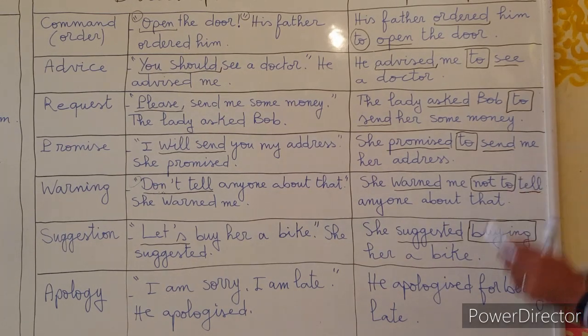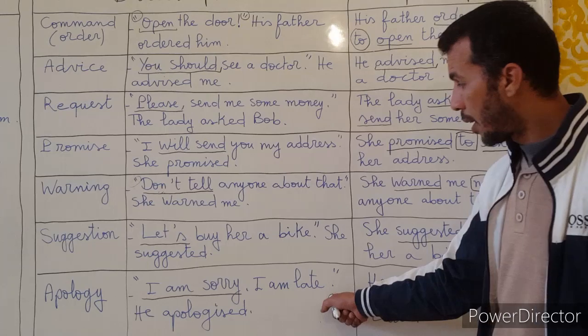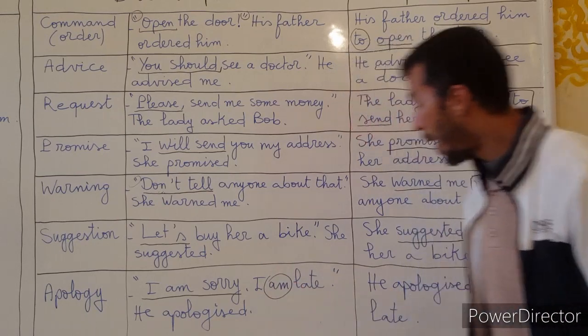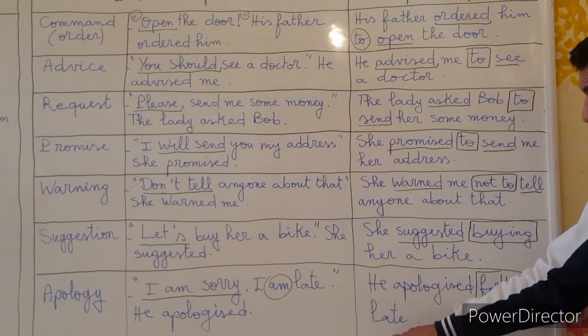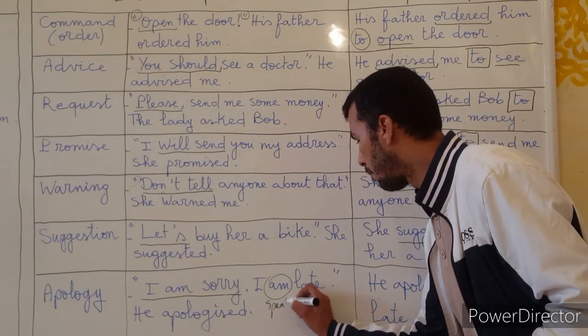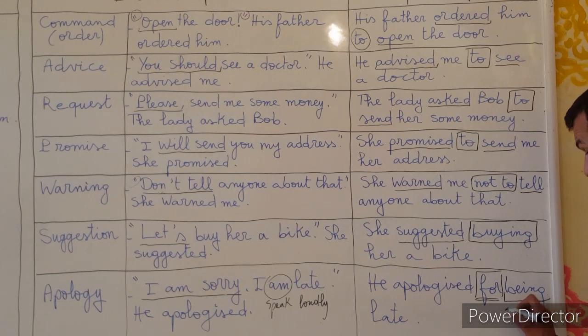And the last one here, apology. What is apology? To apologize, to say sorry, to be sorry for doing something. What do we have here? The expression of apologizing is "I am sorry, I am late." He apologized for. What is "for"? A preposition. Prepositions are followed by verb-ing. So here we have apologize for doing something, for being. Being is from the verb am. He apologized for being late. I am sorry, I speak loudly. This is just another example. He apologized for what? For speaking loudly, and so on. Is that okay here?